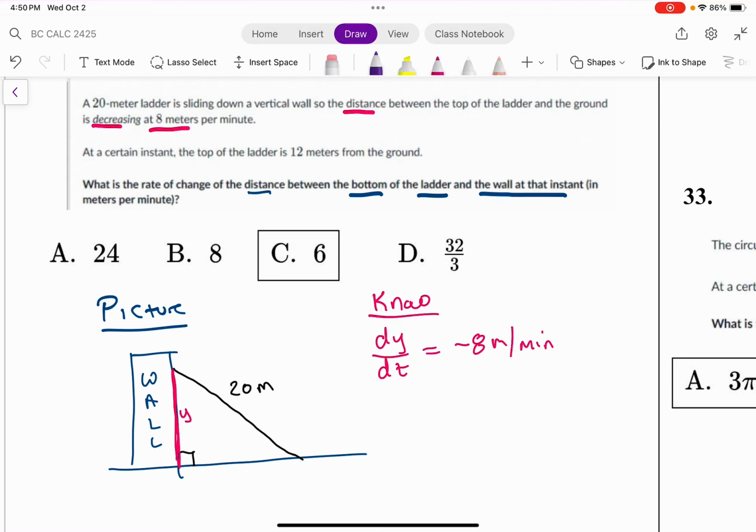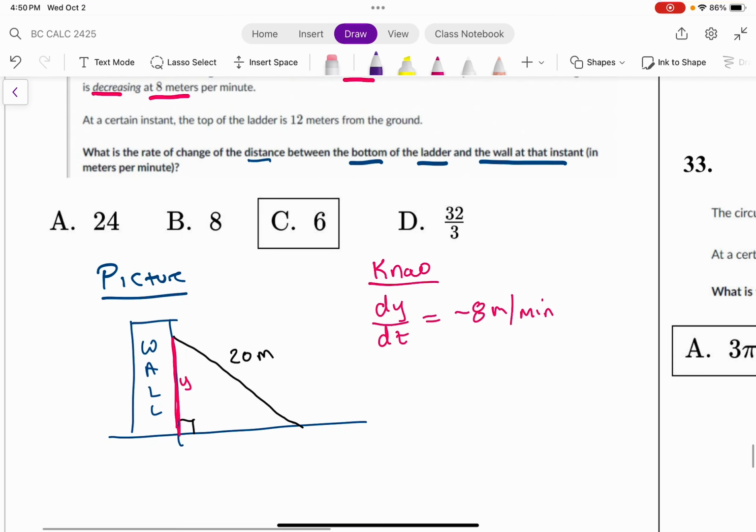And it says at a certain instant, the top of the ladder is 12 meters from the ground. What is the rate of change of the distance between the bottom of the ladder and the wall at that instant? So they're referring to this length, which we need to give a variable, x. So we want dx/dt at the instant. What is this instant? It's the instant that the top of the ladder is 12 meters from the ground. So in our diagram, y is equal to 12.